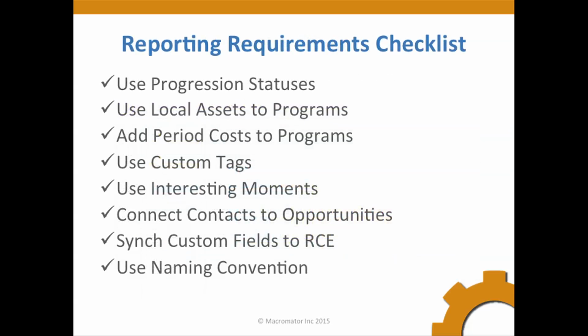So here's your checklist again. Use progression statuses, use local assets, add period costs, use custom tags, use interesting moments, connect contacts to opportunities, sync your custom fields, and use naming conventions for your reports. And if you do all this and you start digging into your basic reports, you'll be amazed at what you find, and then you start playing around with the program analyzers. And if you do really need RCE, talk to Marketo to get it.